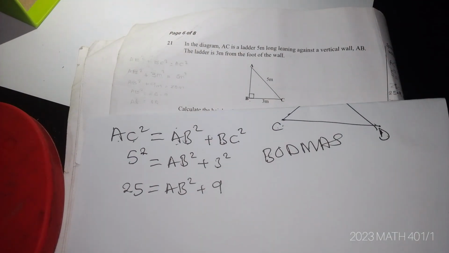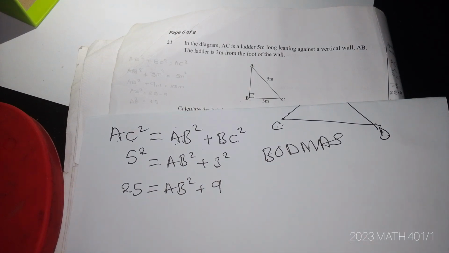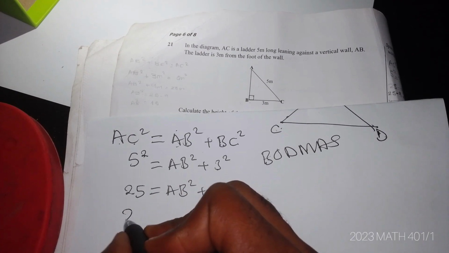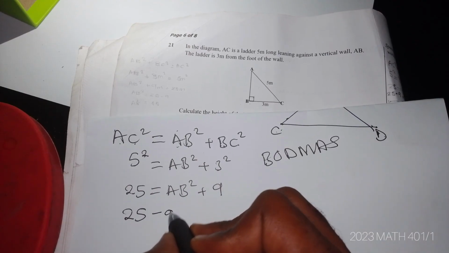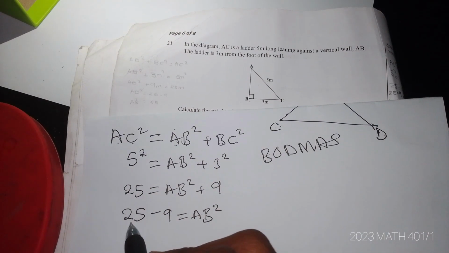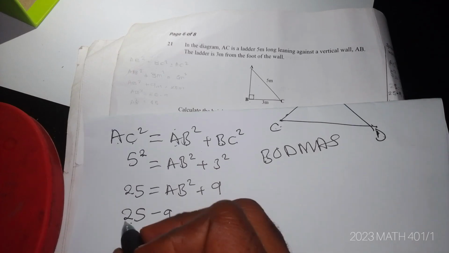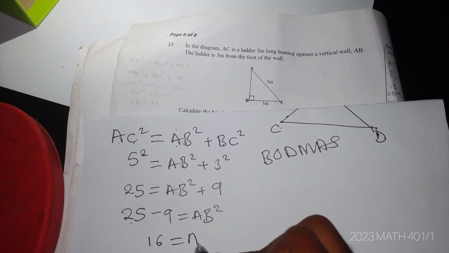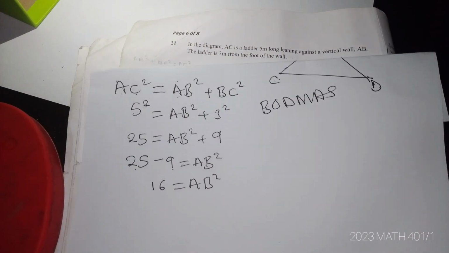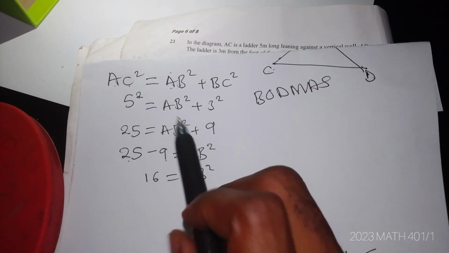And then now to solve for AB, you can collect the like terms. So you can just bring this one to the other side. So 25 minus 9 is equal to AB squared. And then 25 minus 9 will be 16. If you want, you can bring this one this side, but it's not a very good idea to make this one a negative because of the square there.